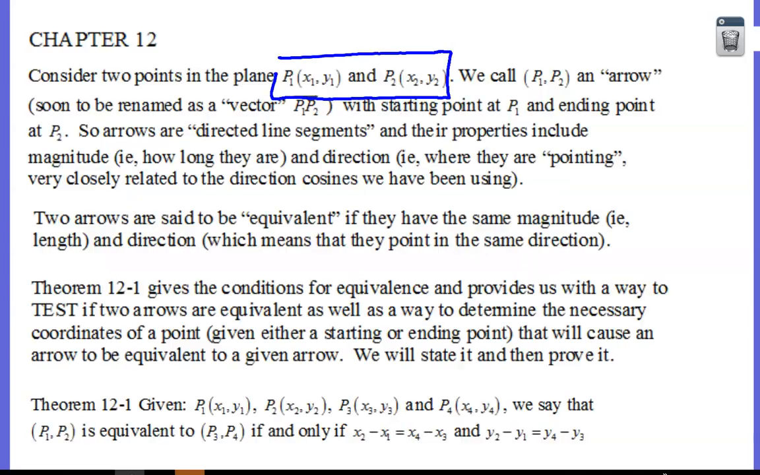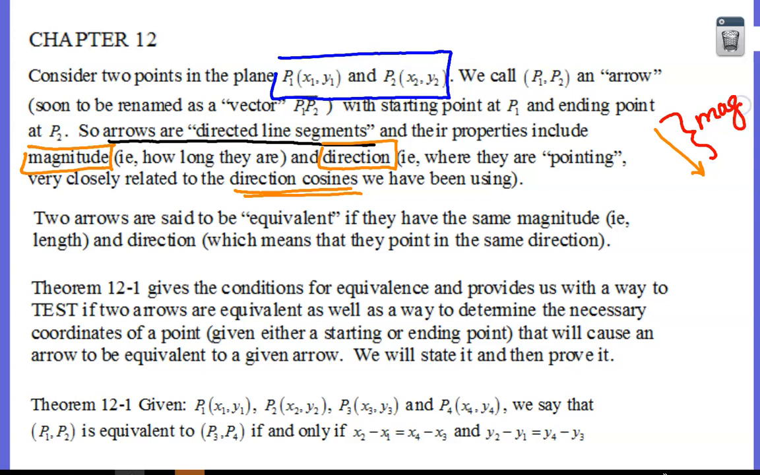Now let's go back and pick up some of these other little parts. Again, these are directed line segments. These arrows that we're going to be creating in space are directed line segments. We have something called their magnitude. So vectors have a magnitude or a length, and they have a direction, which is where they're headed. And this is very closely related to directional cosines. So if I were to draw a vector, it has a magnitude or a length, which you're familiar with, and then it also has a direction that it's headed. And we're going to use an angle to talk about that.